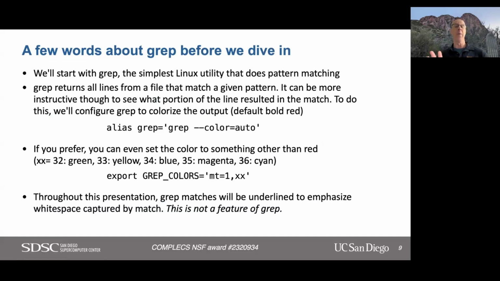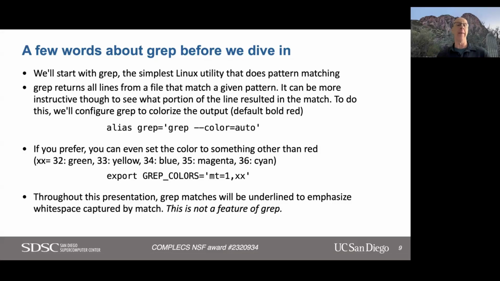And so just a few more words about grep before we dive in. We're going to be starting off with grep, which I think is the simplest Linux utility that does pattern matching. Grep returns all the lines from a file that match a given pattern. It can be more instructive though to see what portion of the line results in the match. And to do this, we're going to configure grep to colorize the output. The default is going to be bold red. Now, if you're working on Expanse, we already have grep aliased to grep --color=auto.